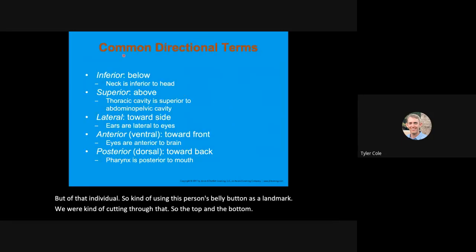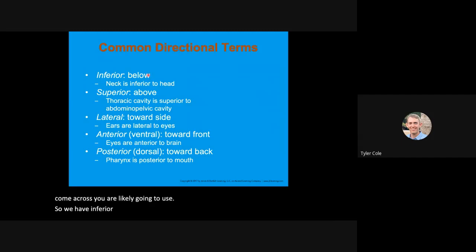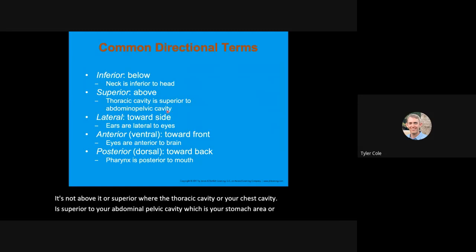So here are some of the most common directional terms that you are going to come across and likely use. We have inferior, which always refers to below. In this example, the neck is inferior to the head. Sit there, look in the mirror, and really see that your neck is below your head. It's not above it, or superior, where the thoracic cavity, or your chest cavity, is superior to your abdominopelvic cavity, which is your stomach area or your abdominal region.